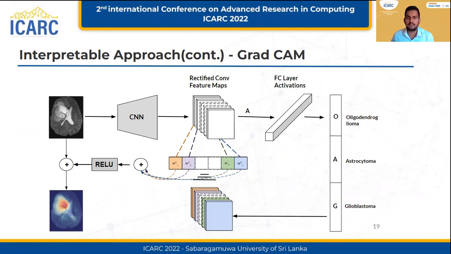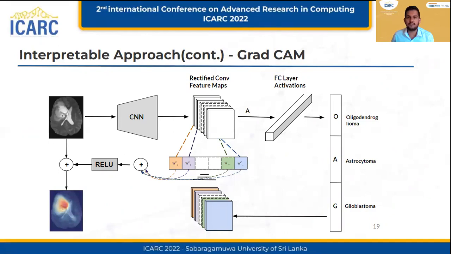This scenario is a multi-class classification problem. First, we input an image. Then, features are extracted through a convolutional neural network and finally classified using a fully connected layer. Eventually, we will be getting logits for each of the classes.